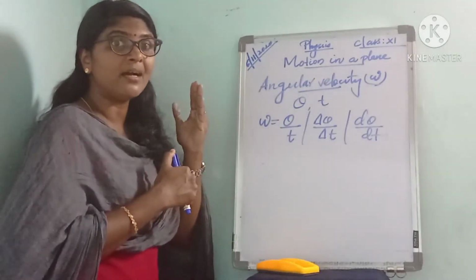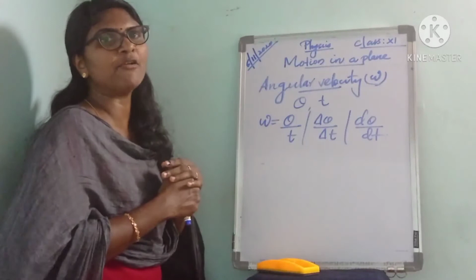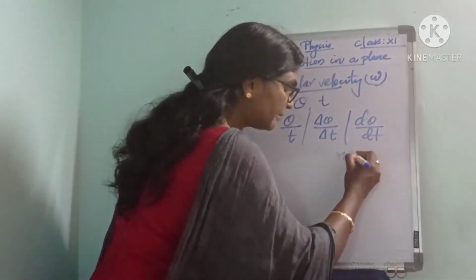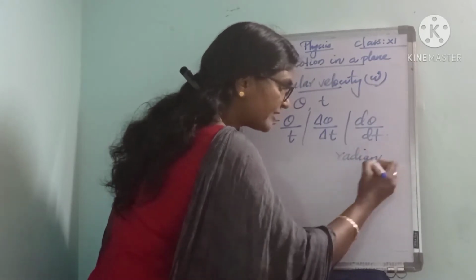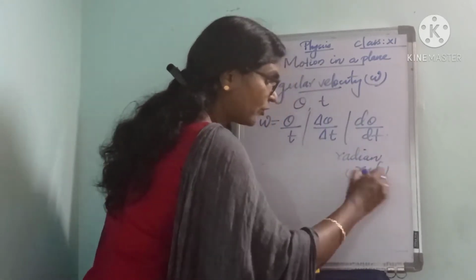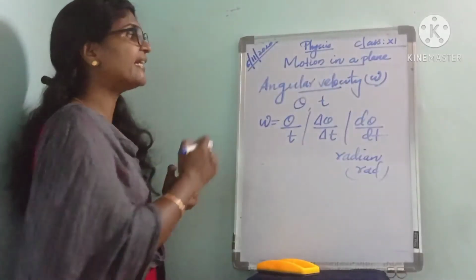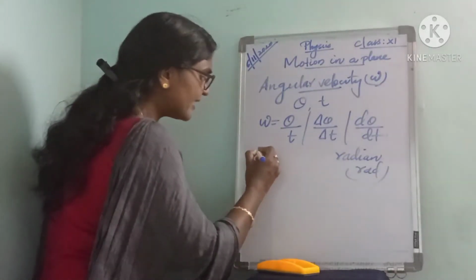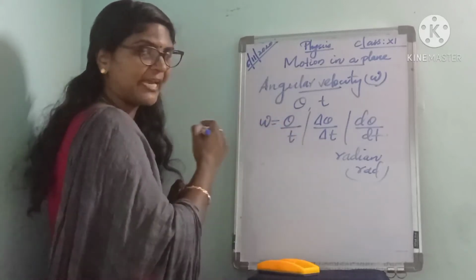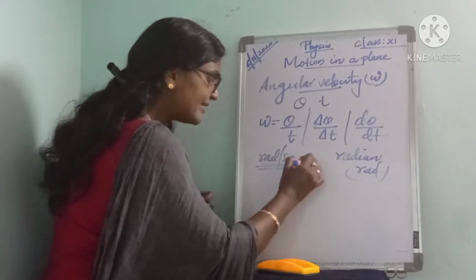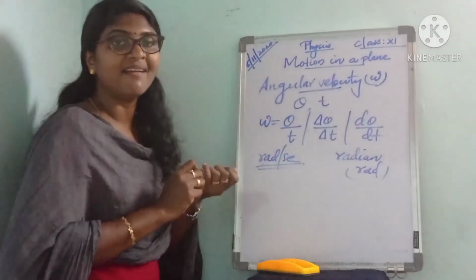You know the unit of angular displacement. The unit of angular displacement is radian. And the unit of angular velocity is angular displacement by time, so we can say radian per second. Radian per second is the unit of angular velocity.